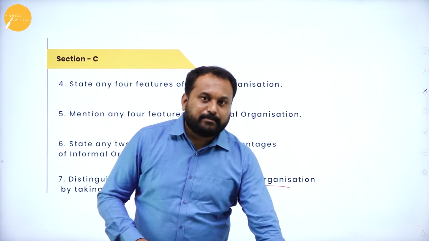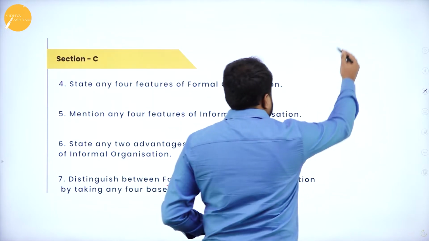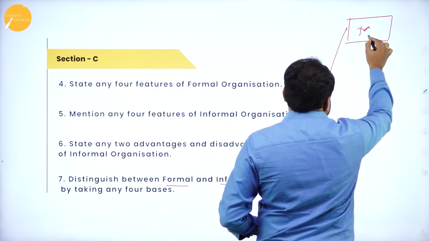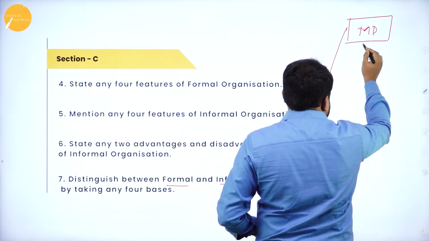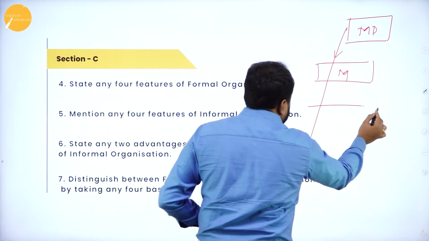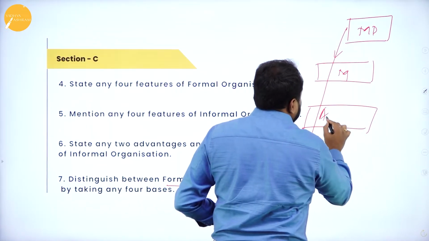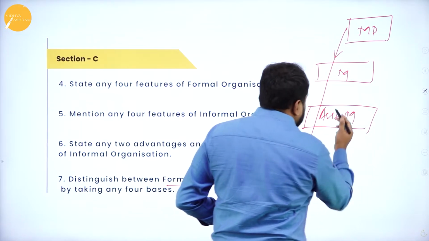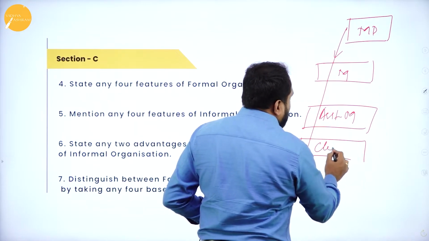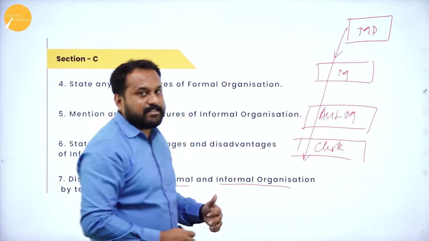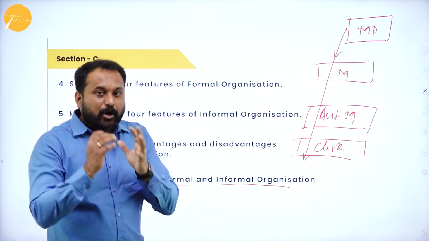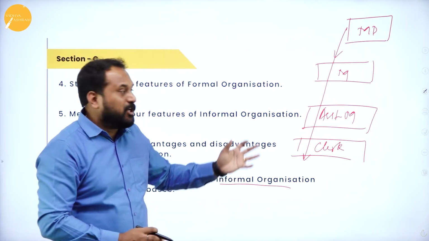Here we are supposed to go with the scalar chain principle. The formal organization where you have a person called a managing director. Now, the managing director will give assignments to the managers. The manager will give the assignment to the assistant managers. The assistant manager will give the things to the other people, say you have clerks, other supervisors and all those people. Now, this is formal organization where you have a proper authority and responsibility, which is well defined.